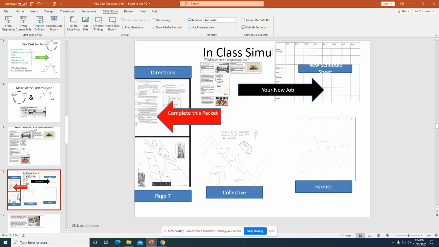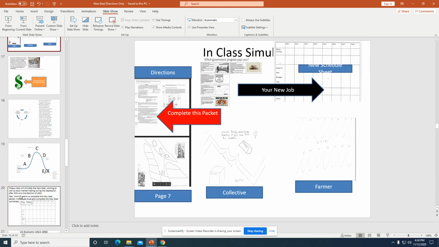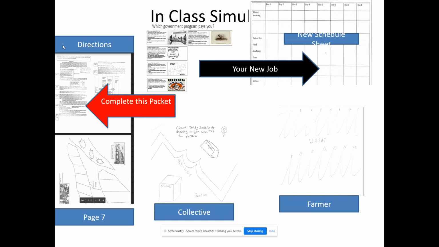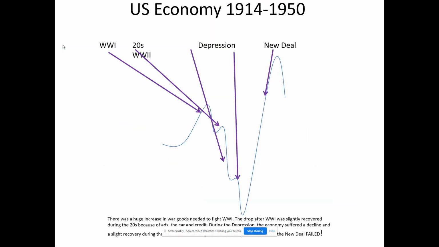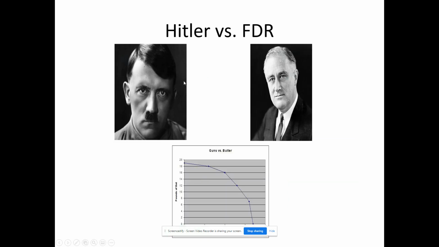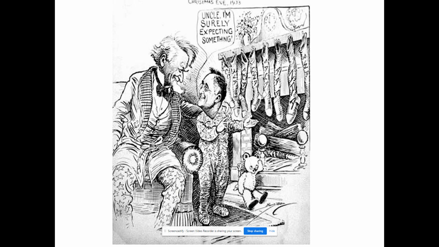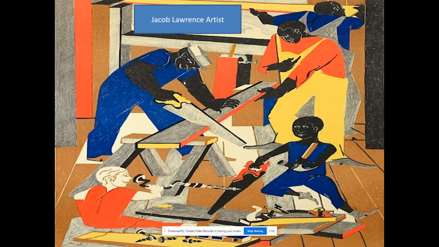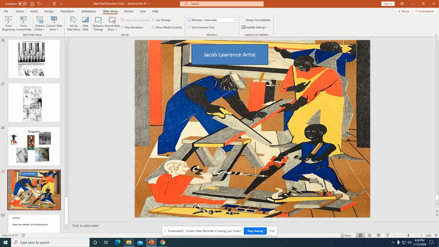So let's go back to the PowerPoint here. I think for the remainder of this slideshow, it's simply giving you some examples of what you have to do. So let's see. Here I looked at a couple of groups, African Americans, veterans. So I think this is page 2, looking at politicians and what their experience was like during the Depression. The Venn diagram comparing the two. These are actual political cartoons. Some TVA programs, and then this is the work of Jacob Lawrence.